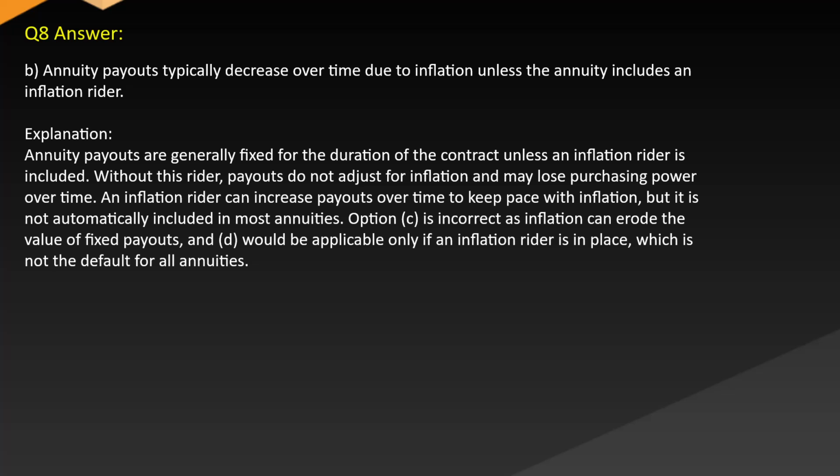An inflation rider can increase payouts over time to keep pace with inflation, but it is not automatically included in most annuities. Option C is incorrect, as inflation can erode the value of fixed payouts, and D would be applicable only if an inflation rider is in place, which is not the default for all annuities.